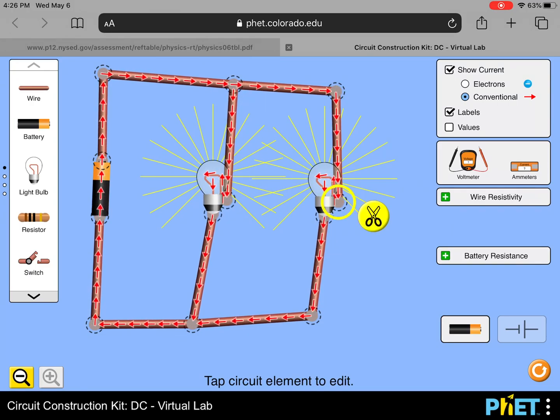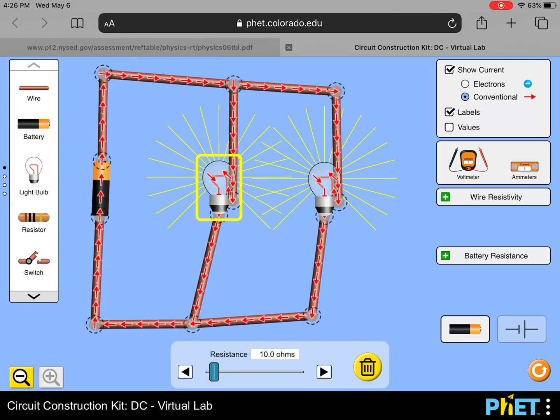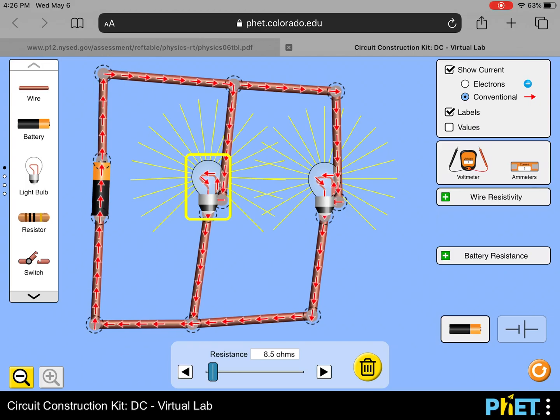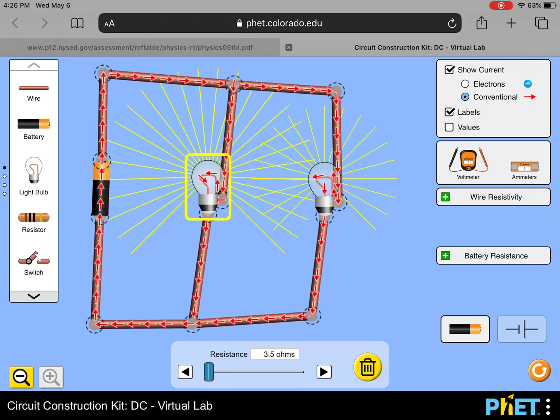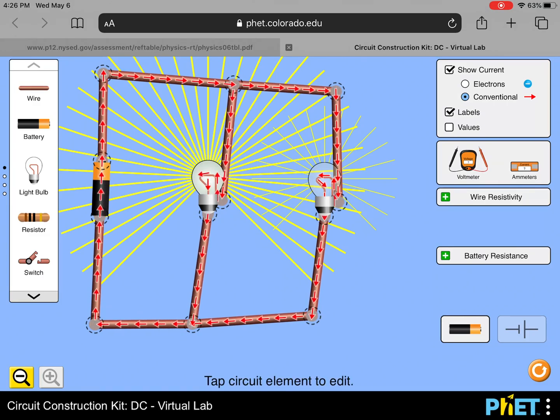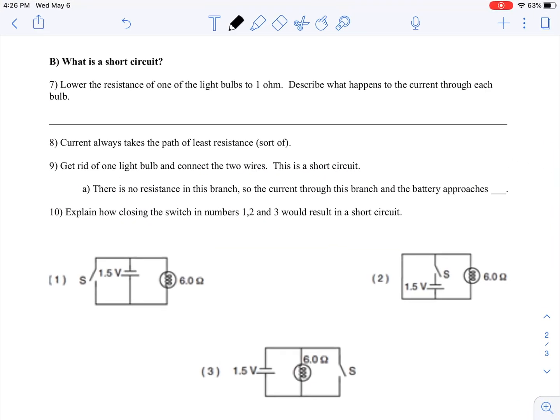Okay, so I said turn one of them down. They're both at 10 ohms right now. If you click on them, you see 10 ohms. So turn one of them down to 1 ohm. It doesn't matter which one. Let's do this one. All right. Mention what happened and write down what you see happening when that happens. So the one on the right is still 10. The one on the left is 1. So the one on the right has more resistance. The one on the left has less resistance.